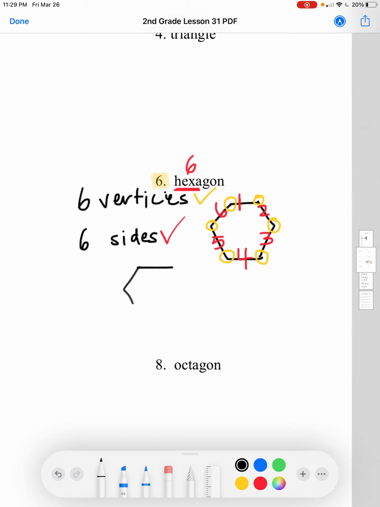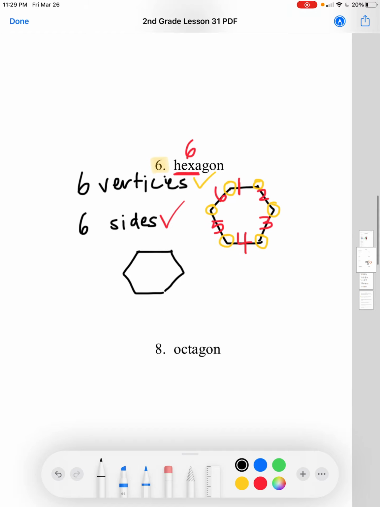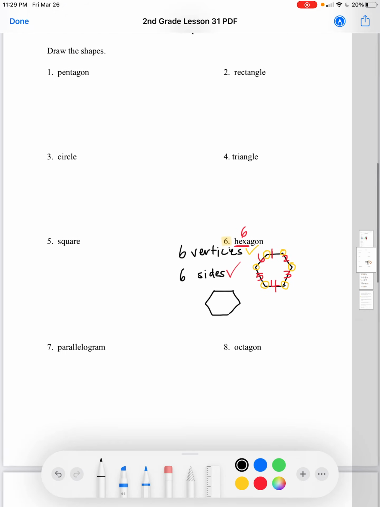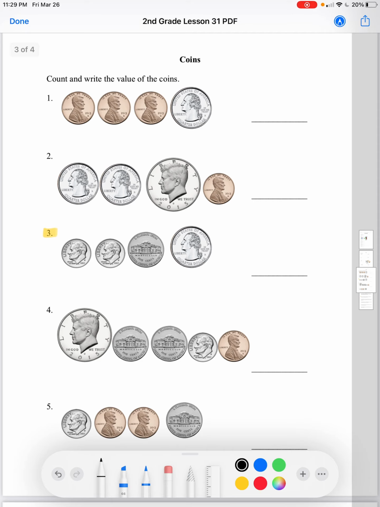I'll redraw it right here so it's neater. But yeah, if they ask you to draw a hexagon, it'll usually look like this. And yeah, so that's how you do the draw the shapes page. And now let's go on to coins. It says to count and write the value of the coins.